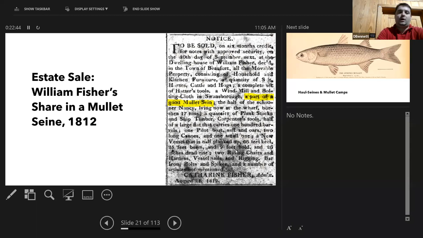You had an estate sale from William Fisher, who owned extensive property in and around Beaufort and Swansboro. When he died, his wife sold off a lot of his properties. Amongst the properties was a part of a mullet seine. This is probably referring to a share that he held in a mullet seine. These mullet seines were large, a couple hundred yards in length, handmade from cotton twine, and expensive. A lot of people couldn't afford to be the sole owner of a mullet seine, so a group of men would tend to own the net, and they would each own a share in that net.